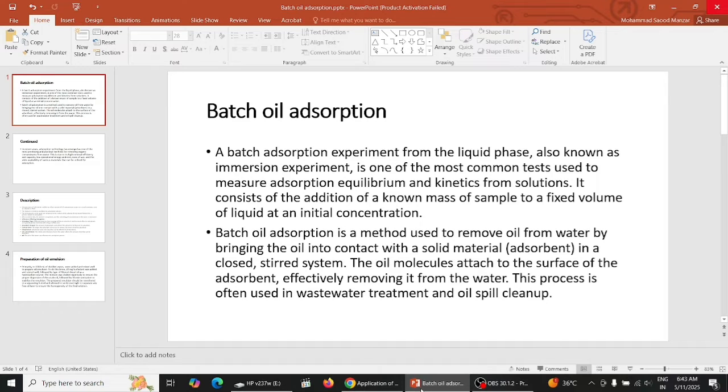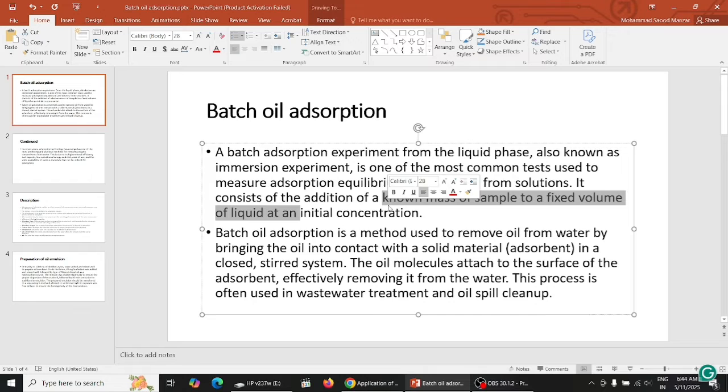So in the batch adsorption tryout, first of all let's understand what is the batch adsorption tryout or batch adsorption investigation. So basically batch adsorption tryout is done from the liquid phase. This is also known as immersion tryout, which is one of the most common tryouts utilized to compute adsorption equilibrium and kinetics from solution, or you can also say elucidations. And this comprises the addition of a known mass of a sample, which is my adsorbent, to a fixed volume of liquid at an initial concentration. So here initial concentration means our target pollutant.